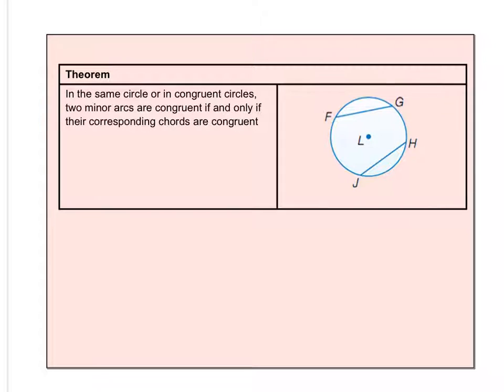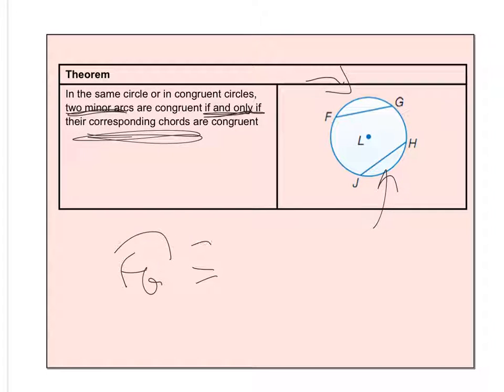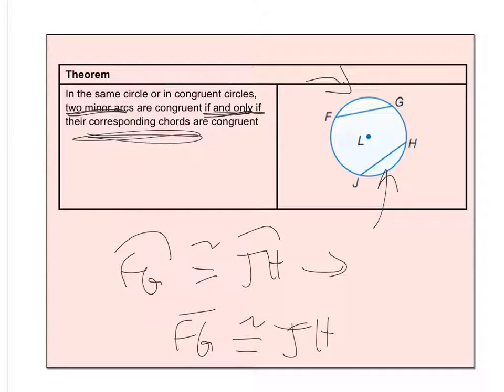In a circle, or in congruent circles, two minor arcs are congruent if and only if, remember, if and only if has got a very specific definition, their corresponding chords are congruent. So basically what this is saying is this. If this arc and this arc, arc FG is congruent to arc JH. If the arc is congruent, then that means the chord, the lines, are congruent. Okay? And remember, if and only if means that it works backwards too.